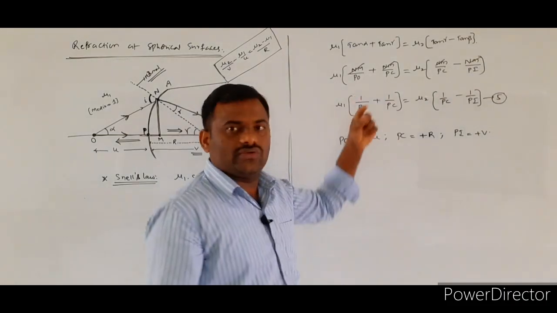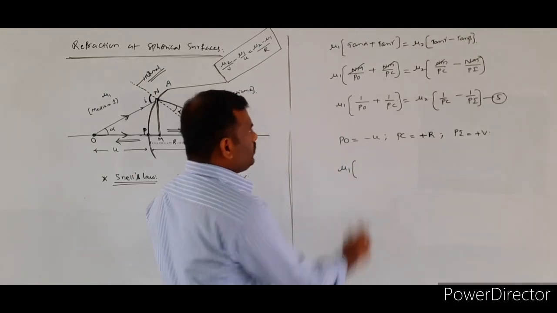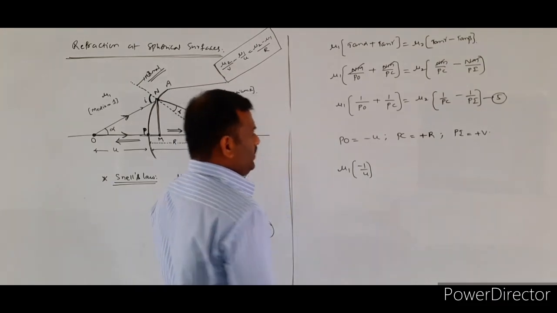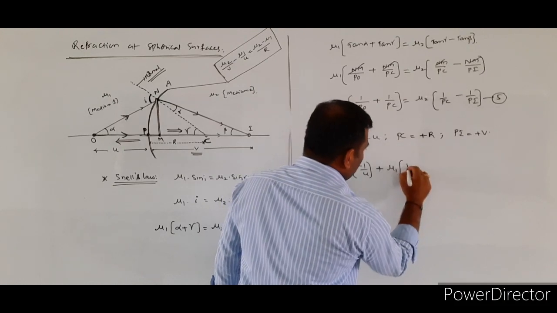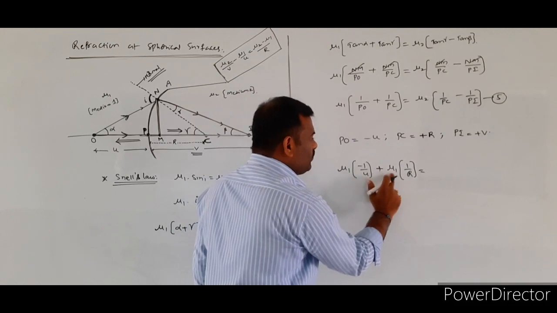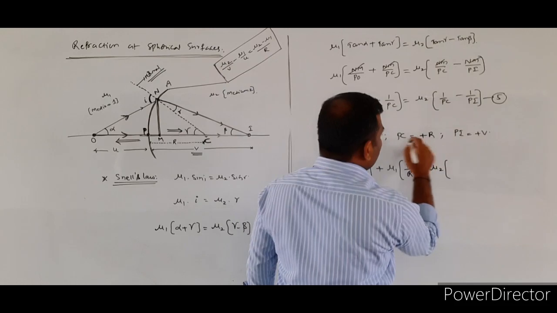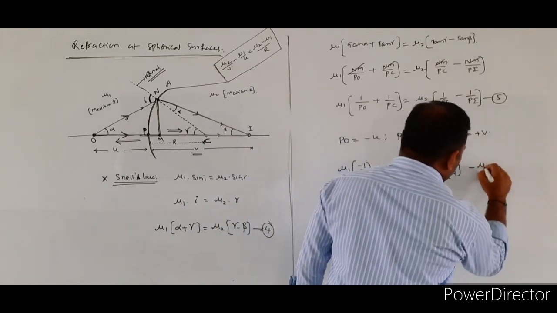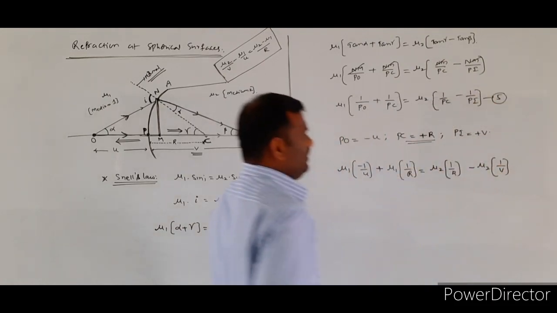Now you substitute these values in the above equation. So mu1 into 1 by PO, that is minus 1 by u, plus again mu1 into 1 by PC, that value is plus R. So mu1 into minus 1 by u plus mu1 into 1 by R. Next, mu2 into 1 by PC means 1 by plus R, minus mu2 into 1 by PI, that is equal to 1 by v.